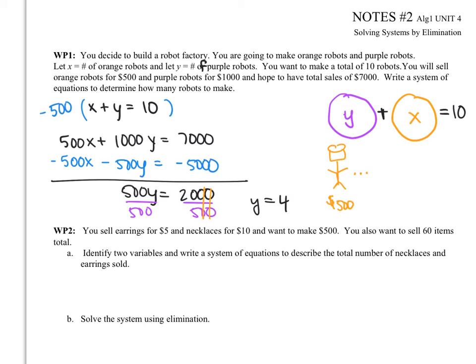Now if I have a total of 10 robots and 4 of them are purple, that's of course going to leave 6 of them to be orange. And so this would mean I'm going to have 6 orange and 4 purple. I could just double check the math, knowing that if there's 6 orange robots at $500 each, that would be $3,000, and 4 purple at $1,000 each, that would be $4,000, and $3,000 plus $4,000 is going to be $7,000.